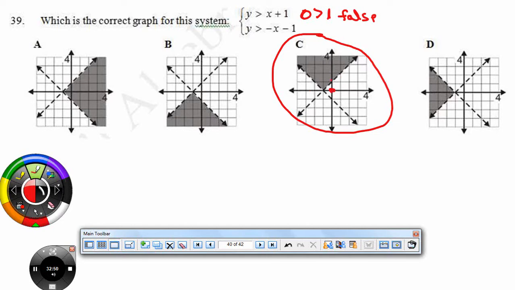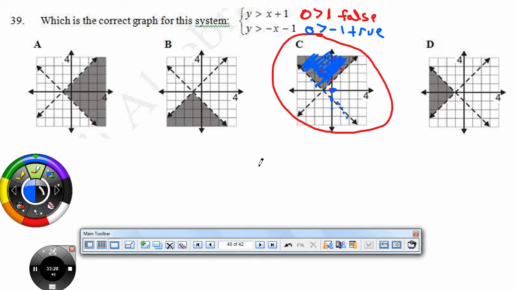And then the other one, I could do a test point, and it would be 0 is greater than -1, and that's true. And so I'm looking at a y-intercept of -1, down 1 over 1, so I'm looking at this dotted line. And this time, it's true. So if this is the line, and 0, 0 actually does work, then I want to shade the side that has 0, 0 in it, so they come together in that region.